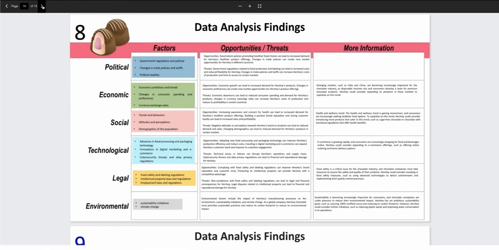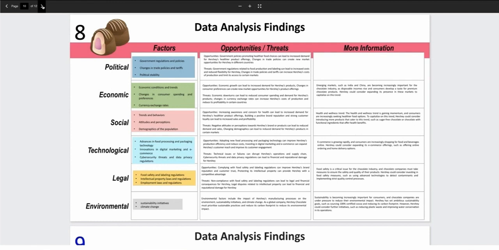Economic growth can lead to increased demand for Hershey's products. Changes in consumer preferences can create new market opportunities for Hershey's product offering. The threats are the following. Economic downturns can lead to reduced consumer spending and demand for Hershey's products.